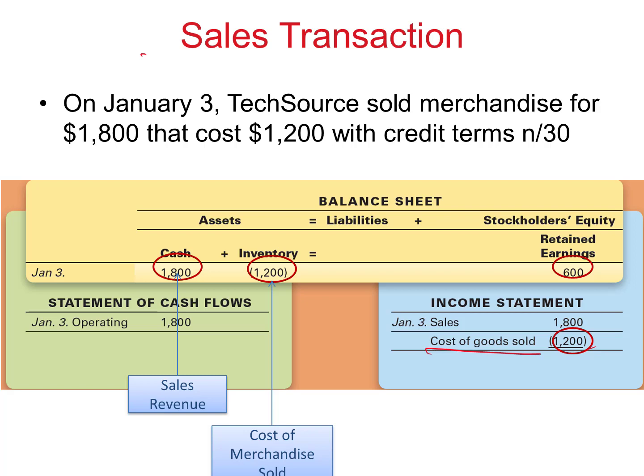You notice that in the income statement, sales is $1,800 and our cost of goods sold is $1,200. Therefore, the gross profit on this transaction is $600. And that's exactly what we see in retained earnings, where there is a $600 increase in retained earnings. Therefore, the income statement is affected by this transaction, and because we received cash, the statement of cash flow is affected, where the statement of cash flow for operations has a cash inflow of $1,800.